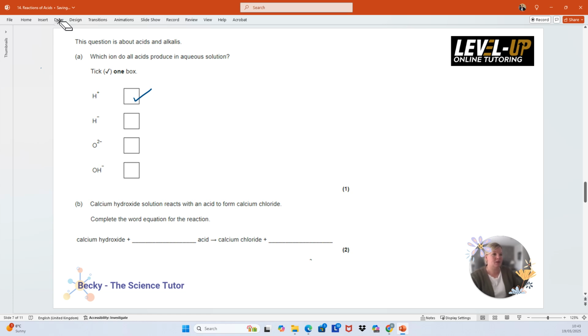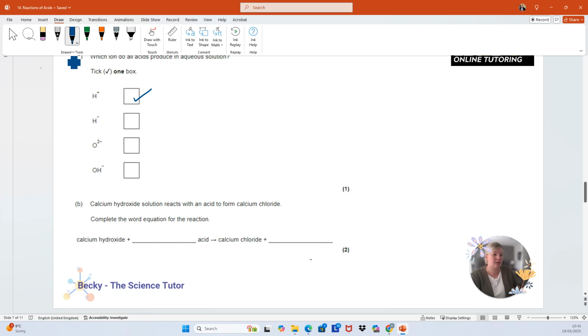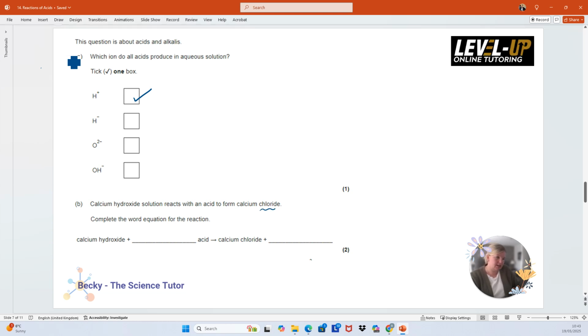Okay, so acids produce H plus ions. Part B, we've got calcium hydroxide reacts with an acid to form calcium chloride. So what we want to be doing here is looking and saying, well, we're getting chloride produced, therefore we need hydrochloric acid. Okay, and as always, we've got a neutralisation reaction. We've got a hydroxide with an acid, therefore our second product is going to be water.